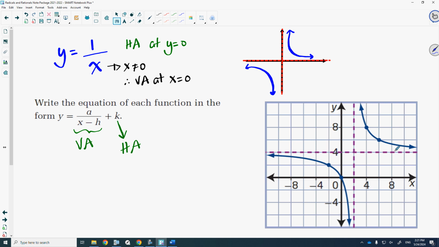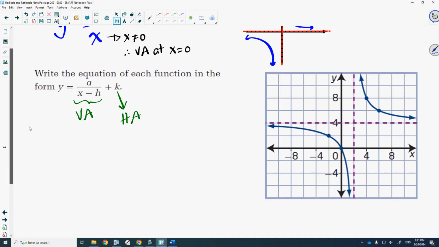They want the equation of this graph written in this form here. So this should look familiar from transformations. So we have a k value, which is going to move our graph up or down, and then we have an h value, which is going to horizontally translate it left or right. But what's going to happen with rational functions is this k value is going to correspond to the horizontal asymptote, and this h value is going to correspond to the vertical asymptote.